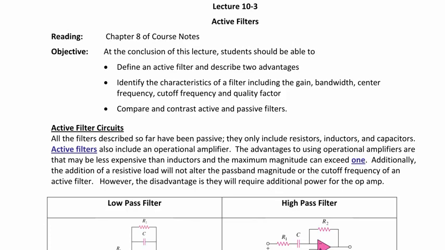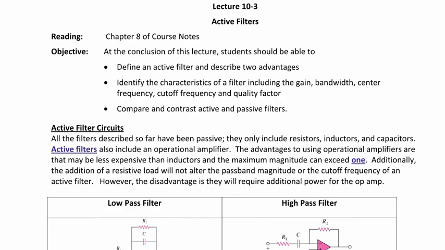At the conclusion of this lecture, students should be able to define an active filter and describe two advantages of active filters. Identify the characteristics of an active filter, including the gain, bandwidth, center frequency, cutoff frequency, and quality factor, and compare and contrast active and passive filters.